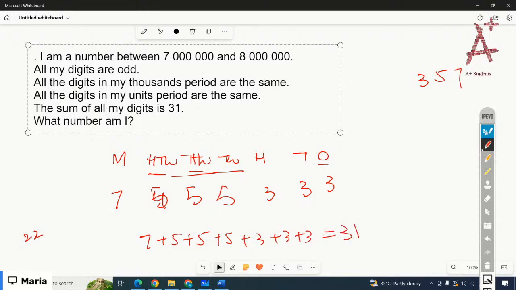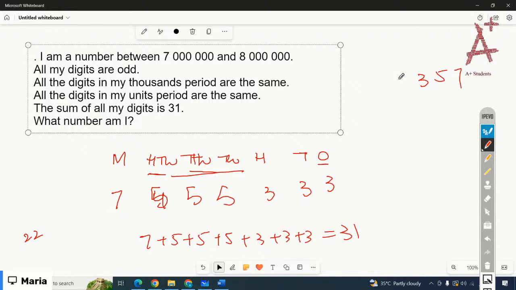Let me just check once more. Okay, 7 plus 5 plus 5 plus 5 plus 3 plus 3 plus 3. Yes, that is exactly 31, right? How do I know? I think that's the only number that sums to 31, because you can see all the digits in my thousands places are same, right?